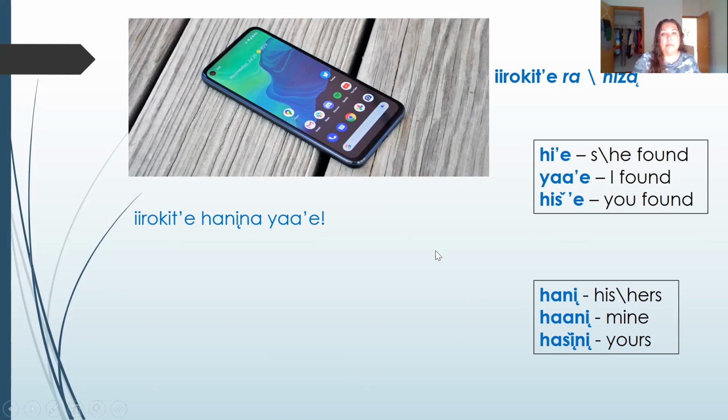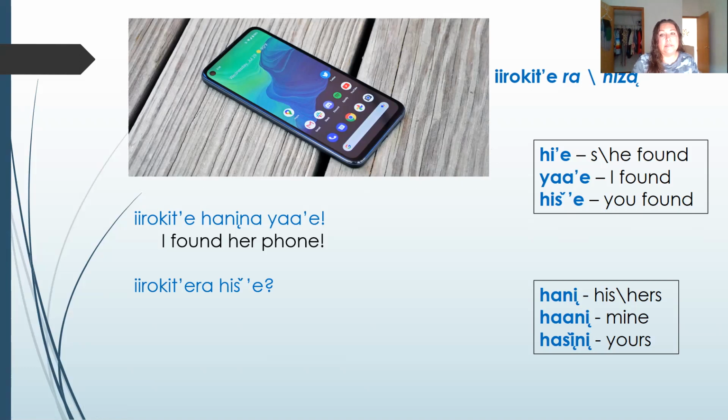Okay. So we've got irokite, we've got the phone in there. Whose phone? Hani, right? It's got the single A in there. His or hers, and then ya'e, who found it? I did, right? I found her, his or her phone. Okay, irokiteira hish'e.